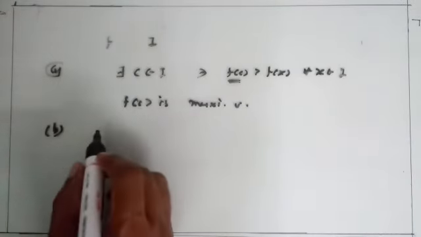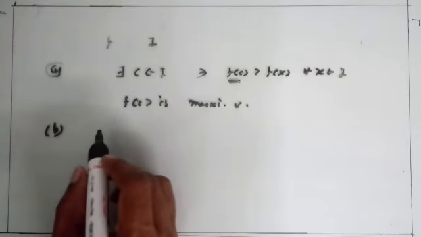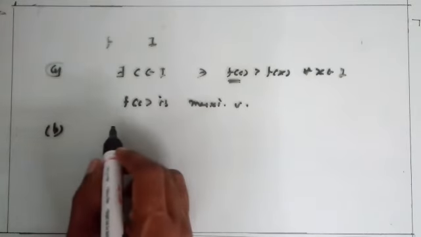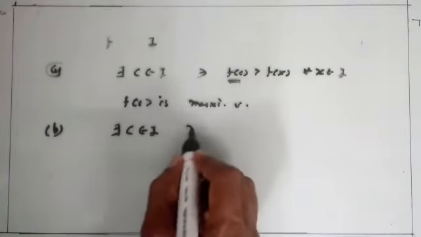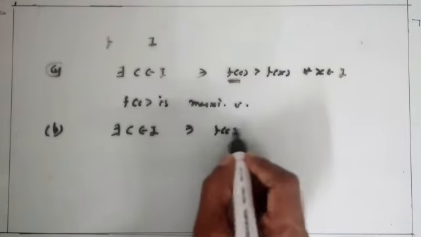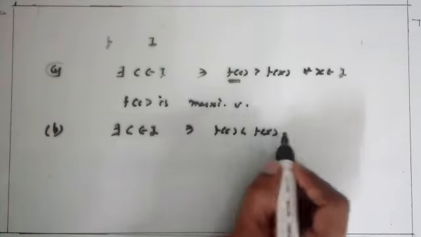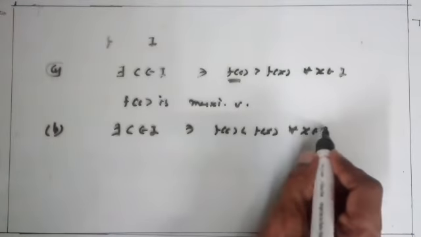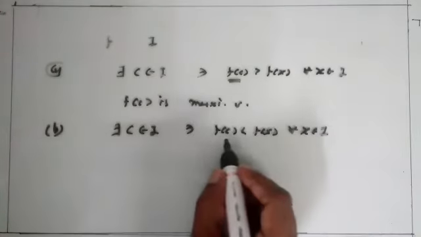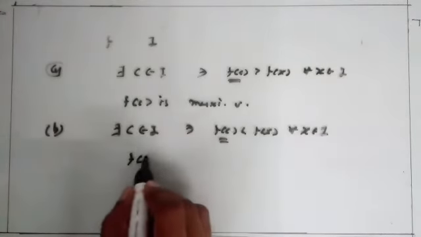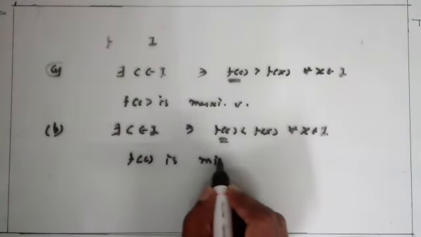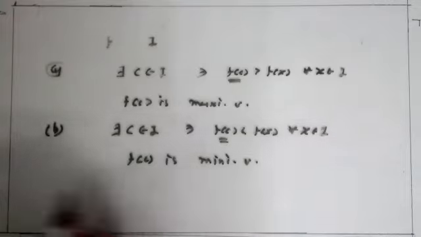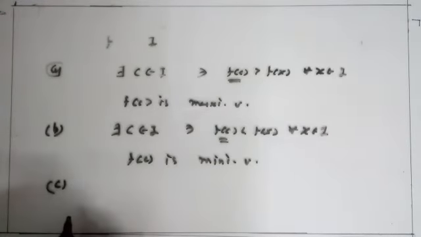Similarly, f is said to have minimum value in I if there exists a C belongs to I such that f(c) is less than f(x) for all x belongs to I, then f(c) is called minimum value.